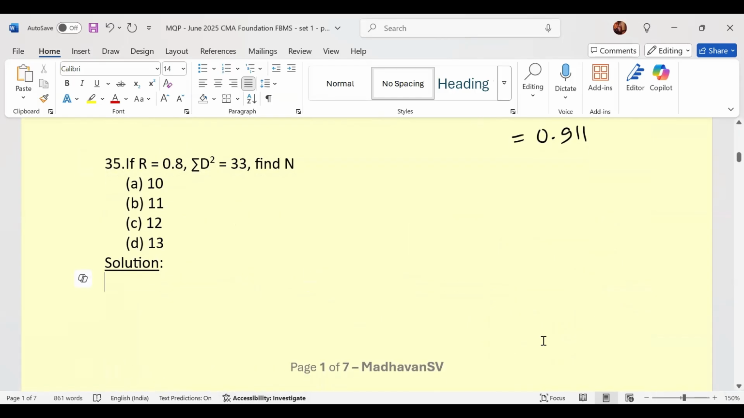If R is equal to 0.8, summation of D square equal to 33, find N value. So R is given as 0.8 and this is rank correlation because it gave you summation of D square. So the formula is 1 minus 6 times summation of D square divided by N into N square minus 1. So that will give us, let me rewrite it, I will take this entire negative term to the left hand side. It will become positive.